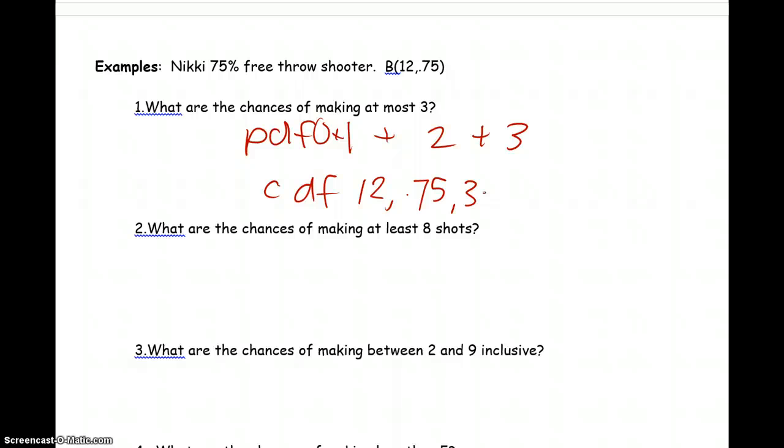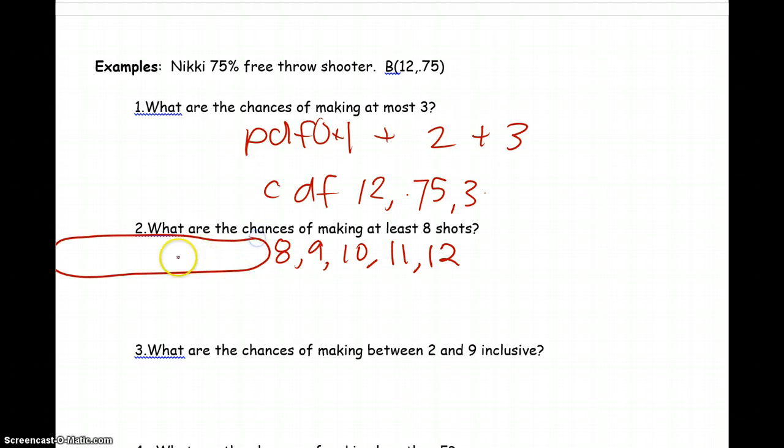So what are the chances of making at least 8 shots? If she makes at least 8 shots, that means she is going to make 8, 9, 10, 11, or 12. I don't really want to do that 5 times and add it up. So the quicker way is I could subtract off 0 through 7. I'm going to do 1 minus CDF, and again, this is binomial CDF, I'm shorthanding it. I'm going to subtract off 0 through 7: 12 shots, 75% chance of making it, and I want to subtract off the first 7.